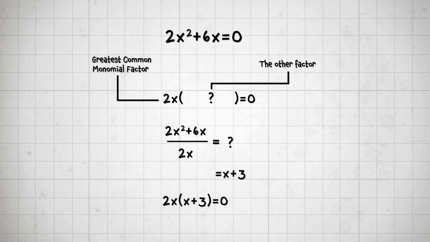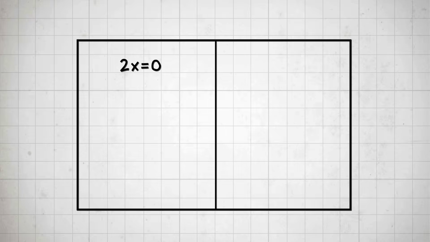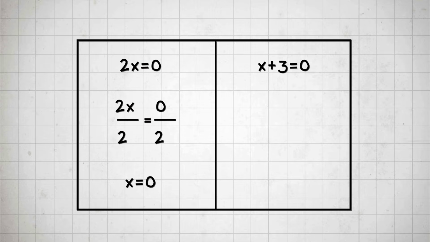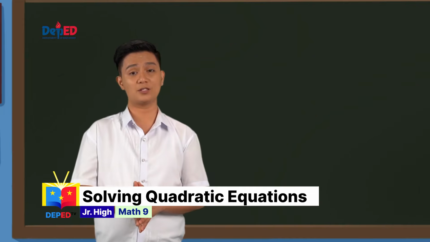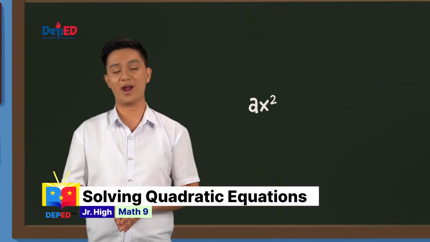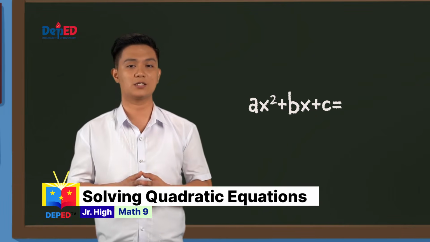Then we apply the ZPP, and then we solve for x. With the first factor, 2x, equated to 0, we divide both sides by 2 to obtain the value of x, which is 0. With the second factor, x plus 3, equated to 0, we subtract 3 from both sides to obtain the other value of x, which is negative 3. That was mathemagical.